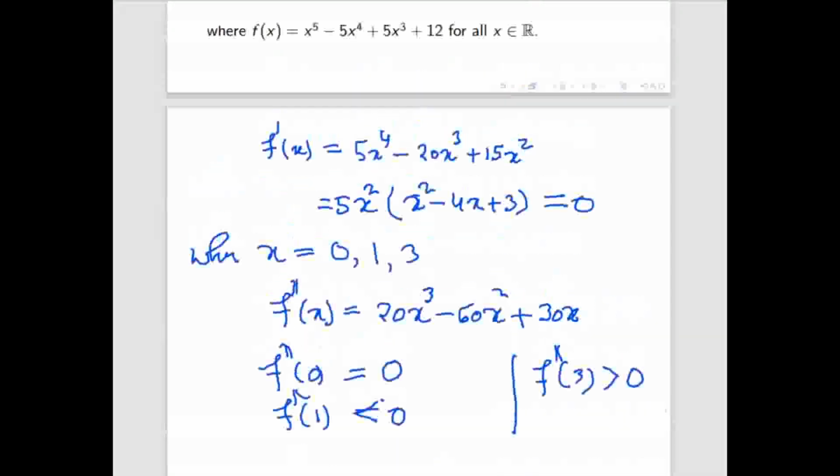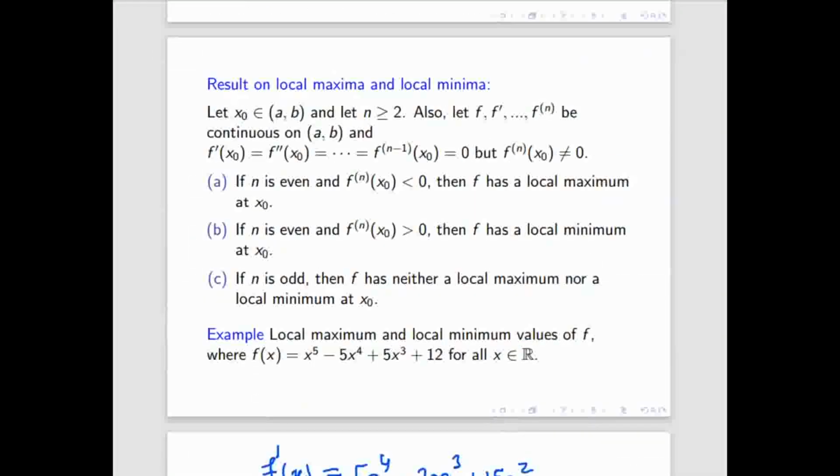So this result says that the first derivative is 0, the second derivative is 0, even the n minus 1th derivative is also 0, but the nth derivative is non-zero. Means all derivatives are 0 until this derivative is non-zero. And if that n is odd, then it doesn't have any maxima or minima. If it is even, then there are two cases depending on the sign of that derivative.